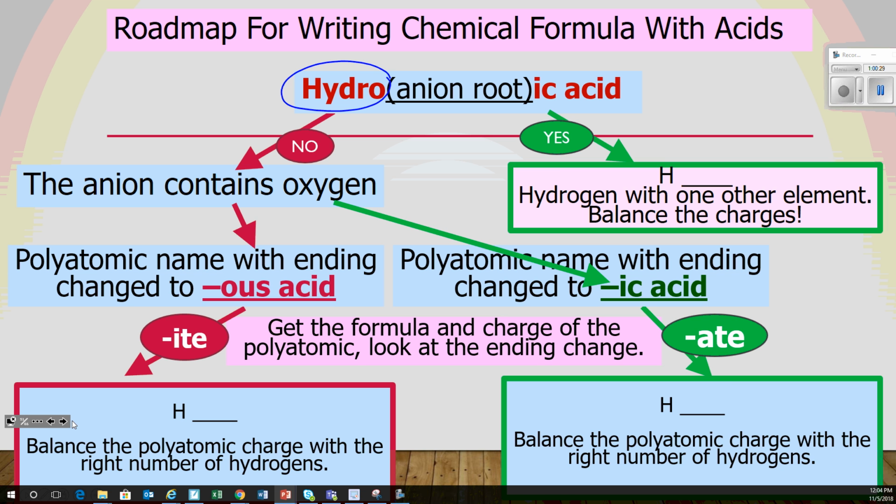Another 30 seconds, good for those of you that are still writing. Then go back and start to try and do the formulas for the acids. So H+ all the way down, positive ion, and then you have to look at the negative ion. Remember, hydro is just with one element. If it doesn't have hydro, you're looking at your polyatomics.